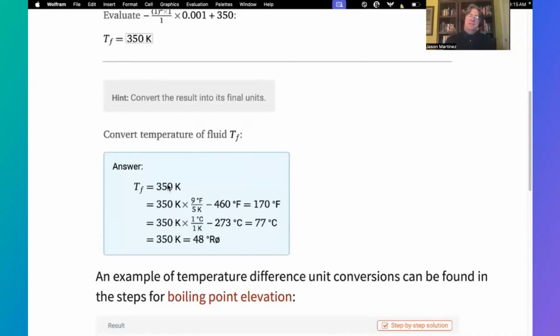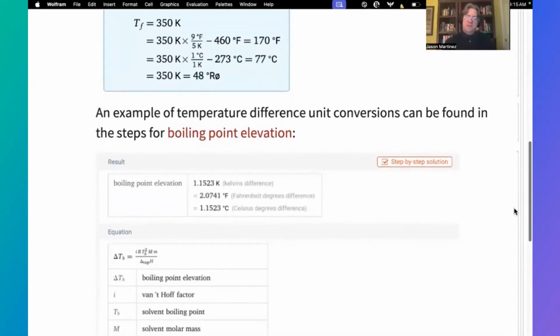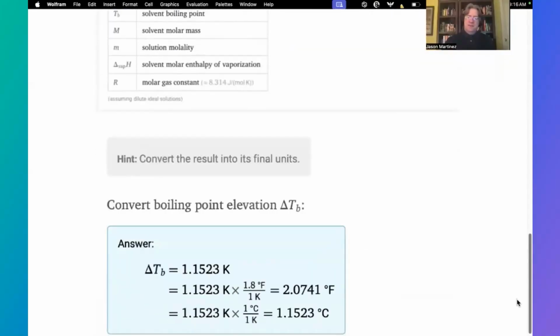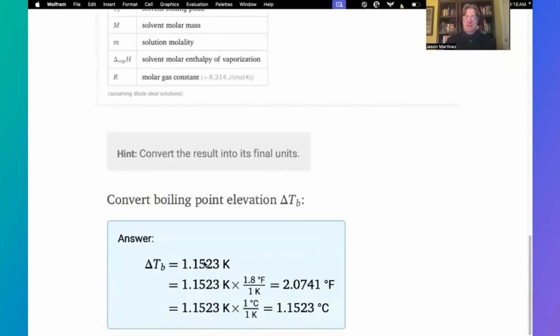We haven't yet covered degrees Romer or any other more esoteric temperature scales, but we hope to get to that fairly soon. And then for temperature difference units, we can look at boiling point elevation. That's to say the amount that the boiling point is elevated based on the materials dissolved within the solution. And that gives us a straightforward answer in Kelvin's difference. And then we can convert that into degrees Fahrenheit difference or degrees Celsius difference.